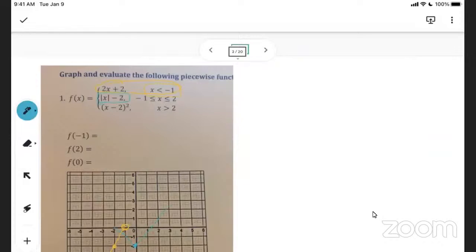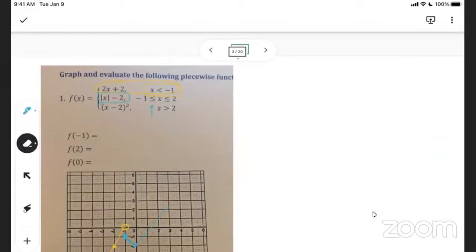But where does it define for? It's defined between -1, right? You follow what I'm saying? So it's defined starting here, which is going to be at -1, -1. Because if you plug that in, you'll see it's -1, -1. And I'm going to fill in the dot because of the equal to sign there. Okay, and then it goes up to the right.